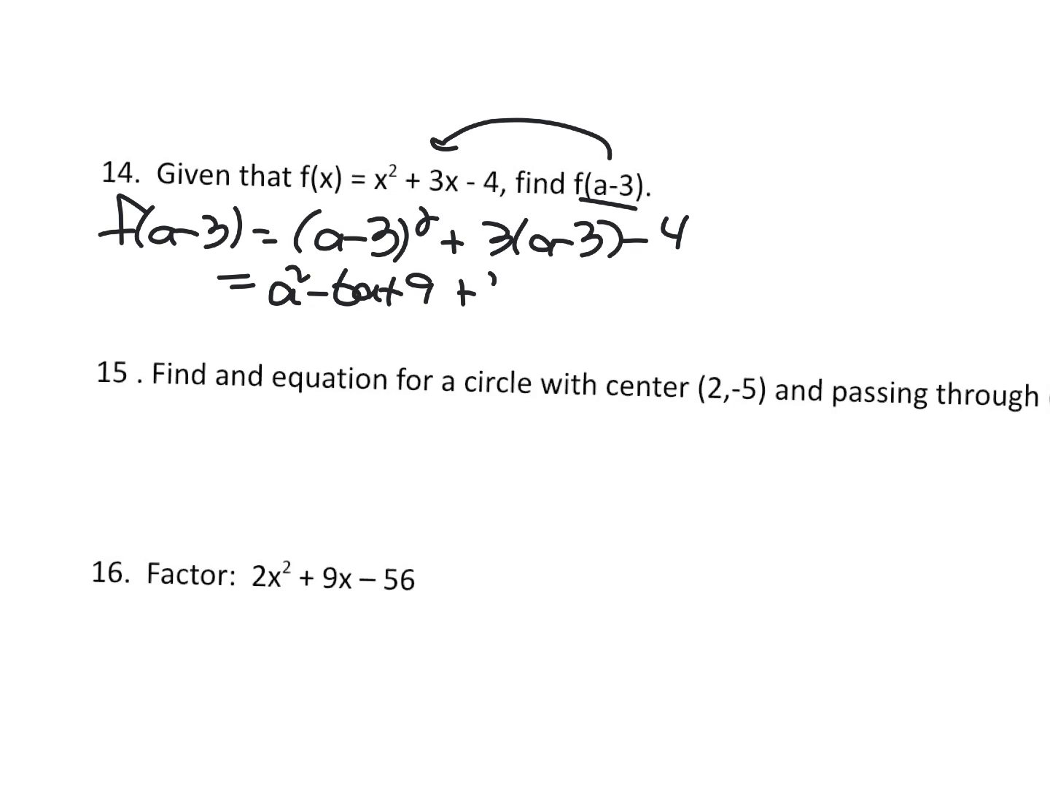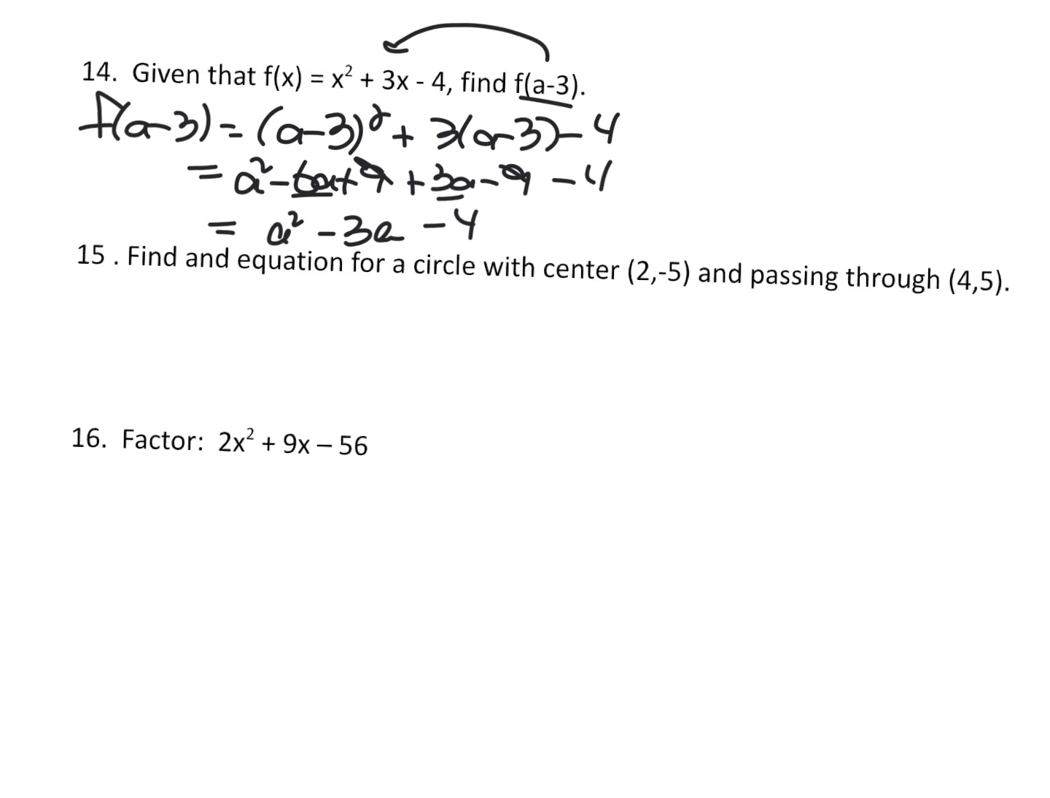Second part, distribute the 3. 3a minus 9 minus 4. Now to finish up, just add what you can. A squared, there's nothing to add it to. I've got a negative 6a and a positive 3a. That's negative 3a. And then I've got a 9 minus 9. Those are gone. They're out of here. It just leaves a minus 4. And, guys, there you go. That's it.